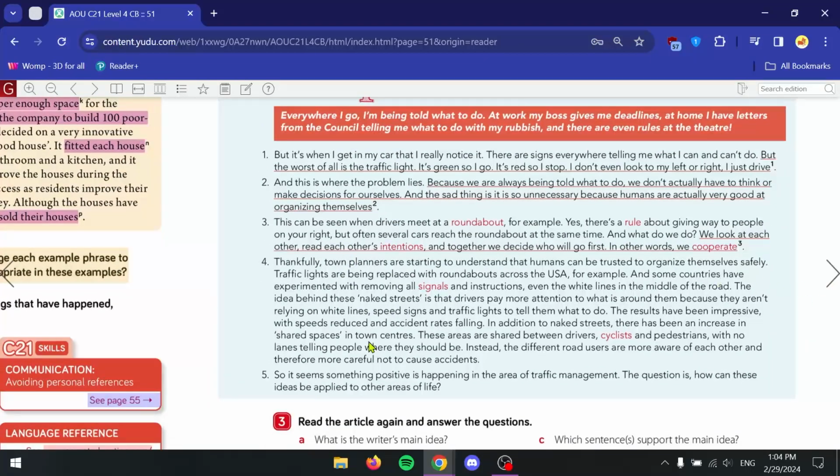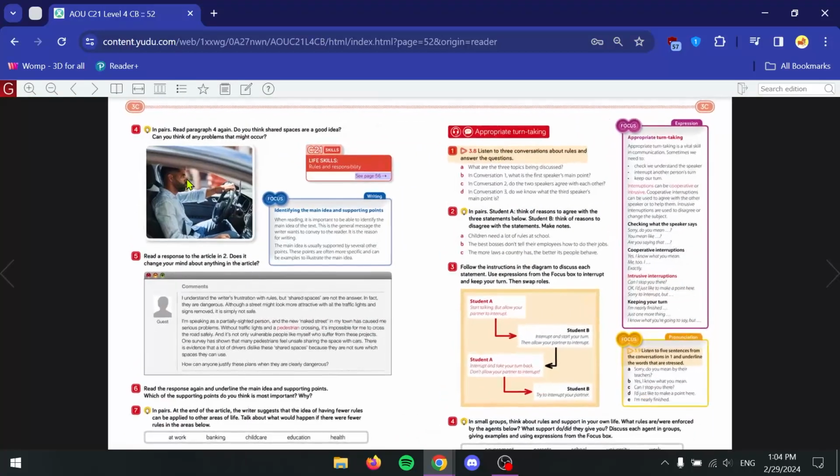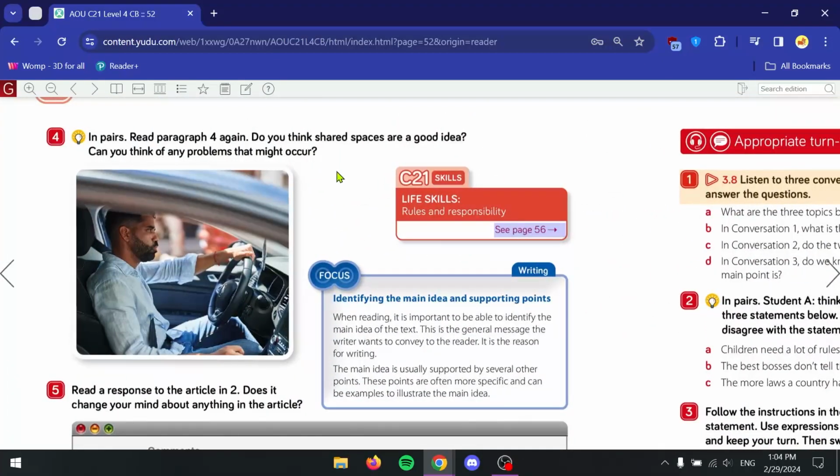Okay, now let's go to the next page. Do you think shared spaces are a good idea? You guys remember shared spaces from the text? Are they a good idea? And can you think of any problems that might occur?